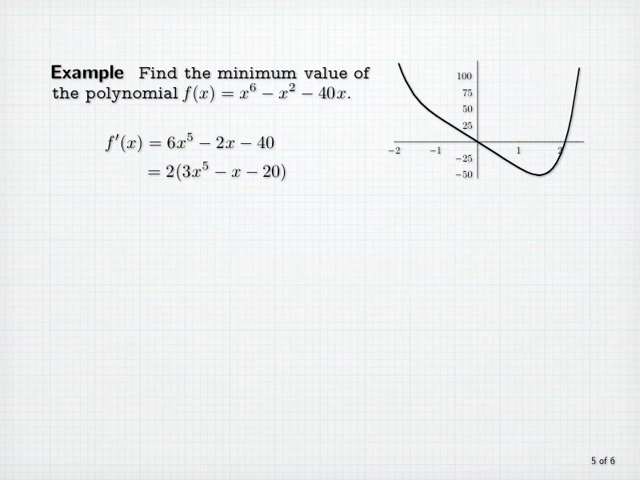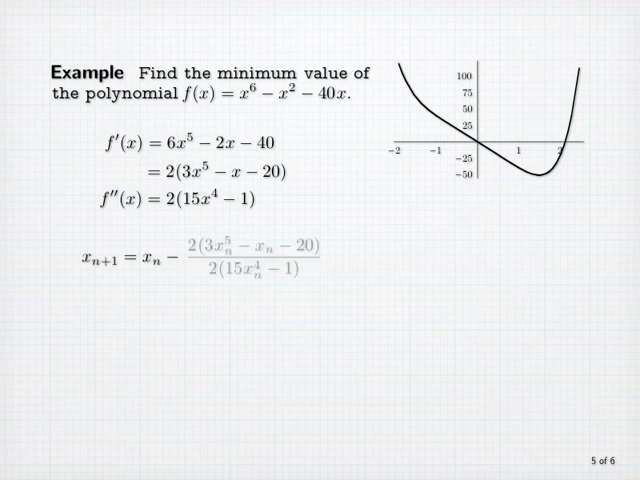Now, to use Newton's method to find a root of f prime, we need to calculate f double prime. That turns out to be 2 times 15x to the 4th minus 1. And so the Newton's method formula for finding a root of f prime is xn plus 1 equals xn minus f prime of xn divided by f double prime of xn. And notice that we can dispense with the factors of 2 in the numerator and denominator. So now we're ready to do the calculation.